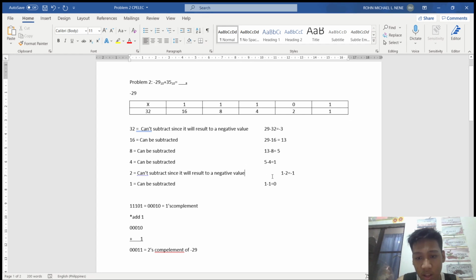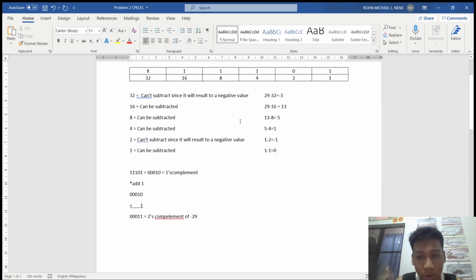And here, 1 minus 2, it will have an output of negative 1. That is why we will be having an output of 0 here. And then for the last value, which is 1, since it is 0, and the subtraction has been successfully conducted, therefore we will be having an output of 1 here.